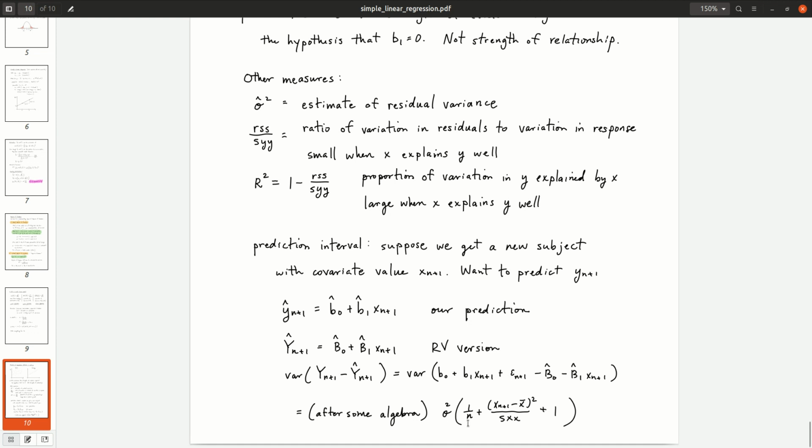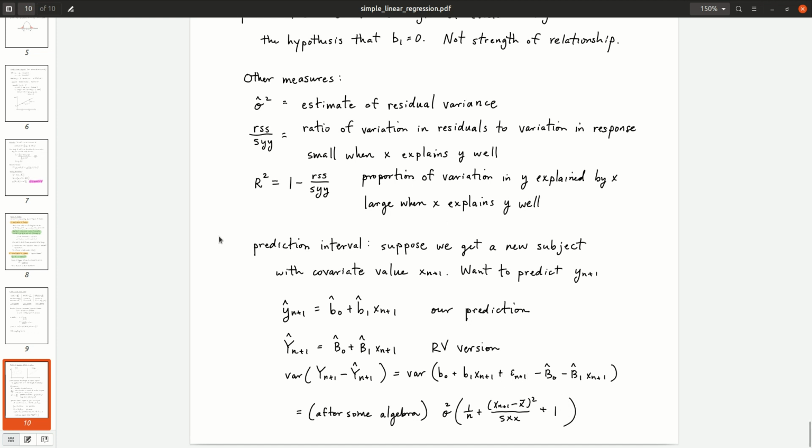It's going to depend on n. It goes down as n goes up. That's good. It's also going to depend on how far away the new covariate is from the rest of the covariates. The center of the rest of the covariates is x bar. So this prediction variance will go up if we're observing something that's much different from what we've already observed. And then you add a 1. This comes from the fact that we have this epsilon. There's a part of this prediction that more data will never give you more access to, which is this residual. You're always going to have the residual.